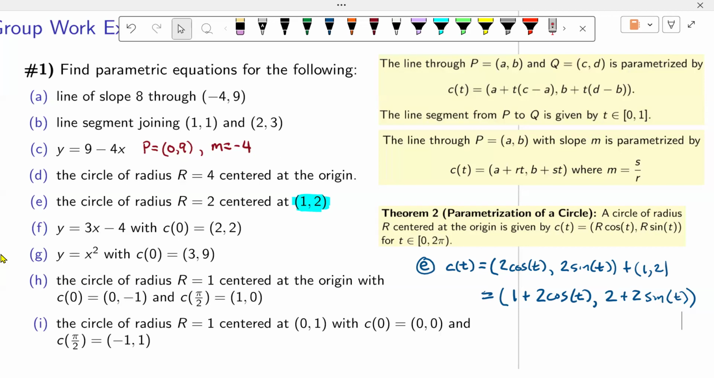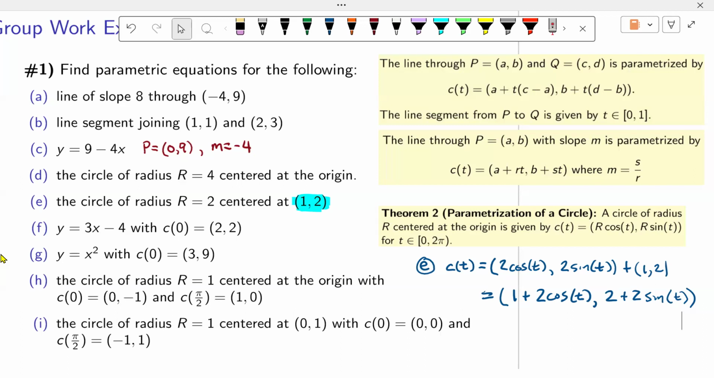I was hoping you guys did. Does anyone know what the slope of the line is? Part F. 3, right? It's the coefficient of X. And now we need to have a point. (0, -4) is the point it goes through, yeah.